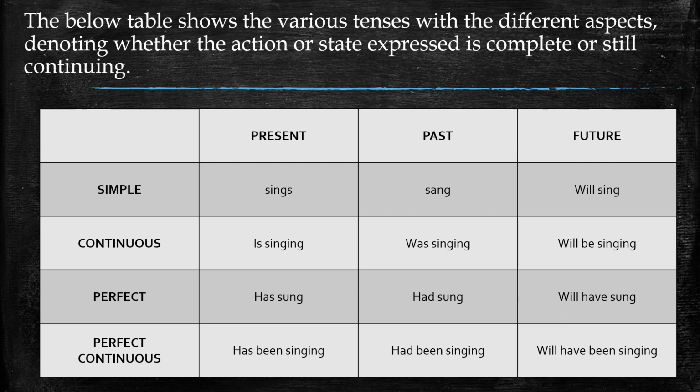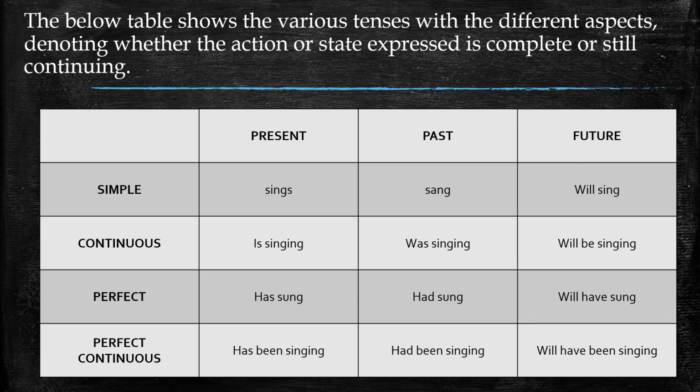The below table shows the various tenses with the different aspects denoting whether the action or state expressed is complete or still continuing. So we have sorted the three tenses in three columns, that is present, past and future, and we have sorted the different types that we will be learning, that is simple, continuous, perfect and perfect continuous. We've taken the example verb as sings.